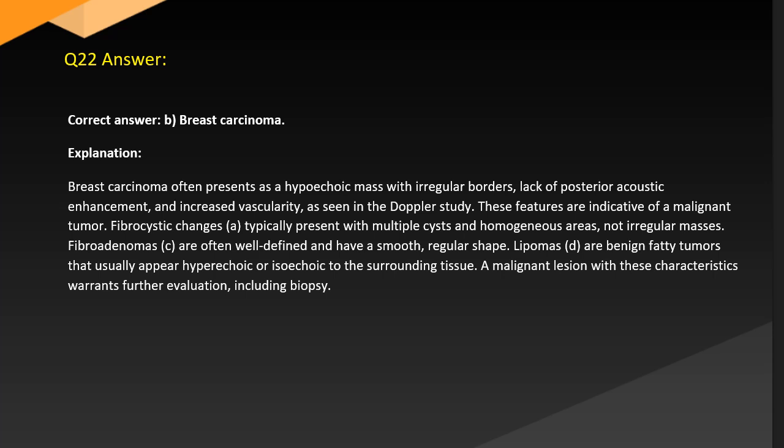Fibrocystic changes typically present with multiple cysts and homogeneous areas, not irregular masses. Fibroadenomas, C, are often well defined and have a regular shape. Lipomas, D, are benign fatty tumors that usually appear hyperechoic or isoechoic to the surrounding tissue. A malignant lesion with these characteristics warrants further evaluation, including biopsy.